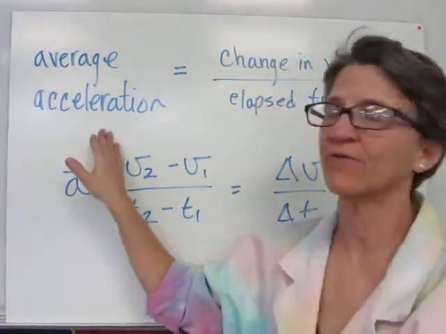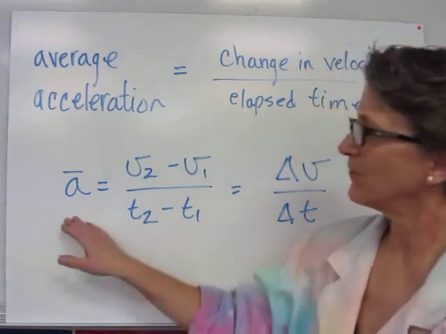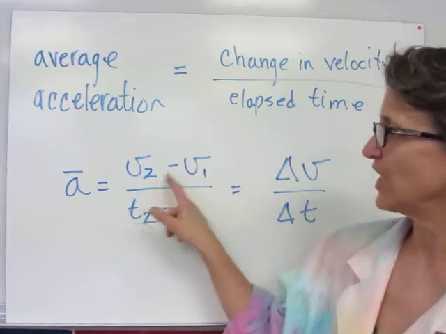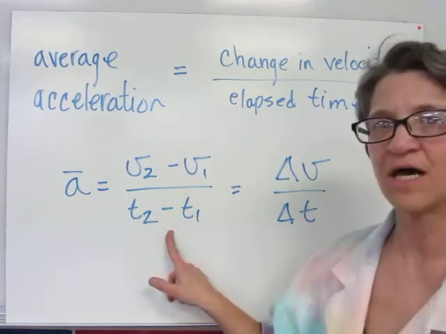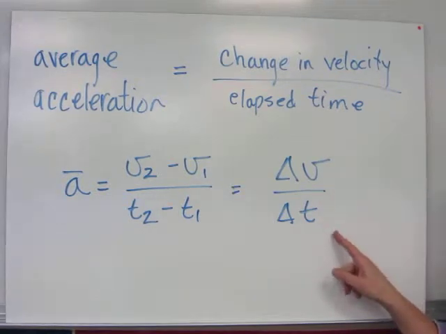So average acceleration is your change in velocity over elapsed time. We denote that in formula by A with a line over the top. It's your change in velocity over change in time. We can use the delta symbol to show change in velocity over change in time.